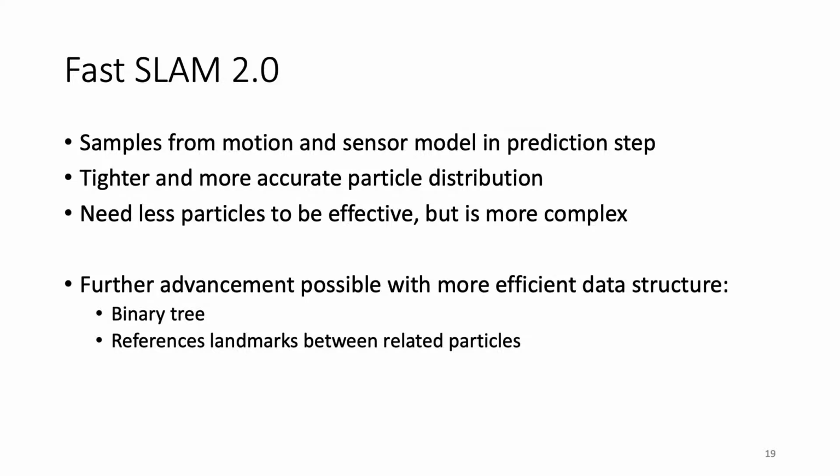A further advancement we can do is by making the data structure we use a lot more efficient. I mean, we're working with a lot of data, like we have a lot of particles. Every particle has a lot of landmarks with a single EKF. So by organizing them in a binary tree and referencing landmarks between related particles, so if two particles that once belonged together share a landmark, we can actually share those in a binary tree.